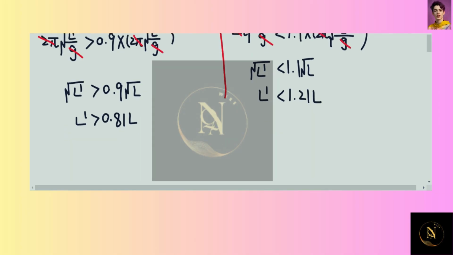Okay? So the range of the new length L prime should be less than 1.21 times the original length, and then greater than 0.81 times the original length. Okay? And in order to determine how many percent, we can do something like this.